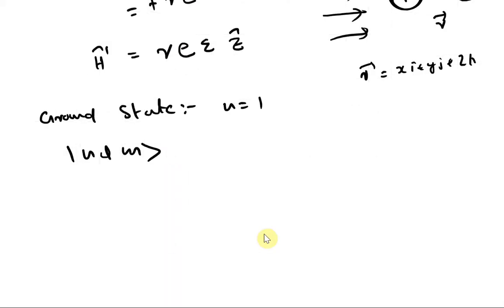n, l, m is the state. So for n equal to 1, what all states are possible? For n equal to 1, l can be 0, and of course m is also 0. This is the only possible state for n corresponding to 1.